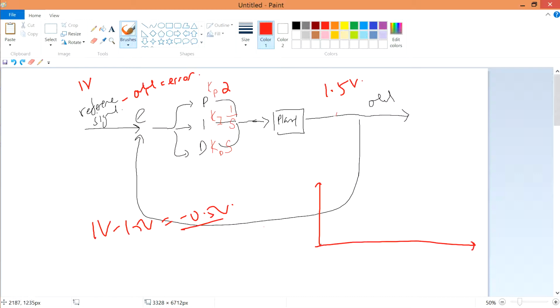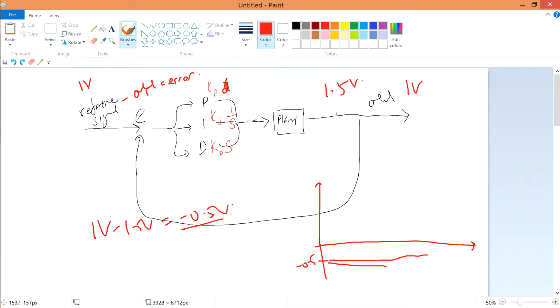Maybe we should draw over here, minus 0.5. Somewhat still okay. The error is that you need to minus away your 0.5 volt, because you want your output to be just 1 volt, but you exceeded it at 1.5 volt. So that's why it tells you to minus 0.5 volt in such a case.